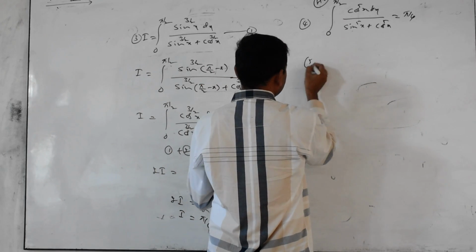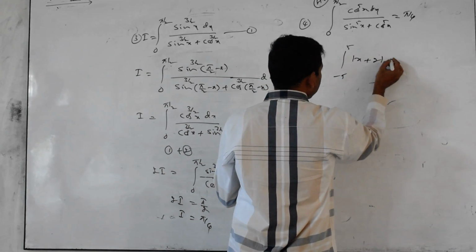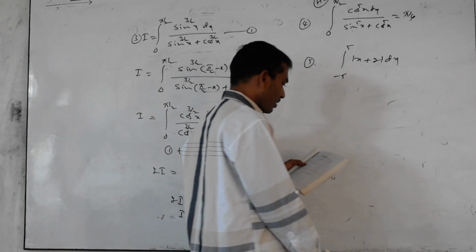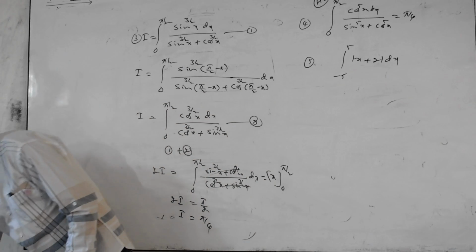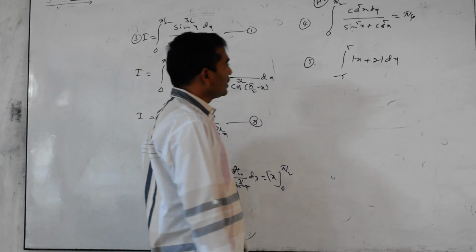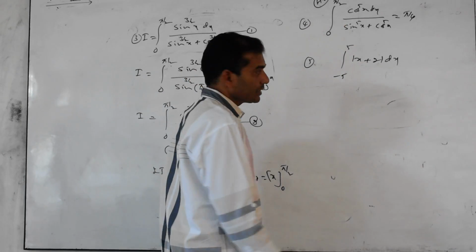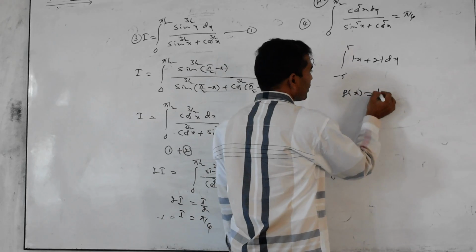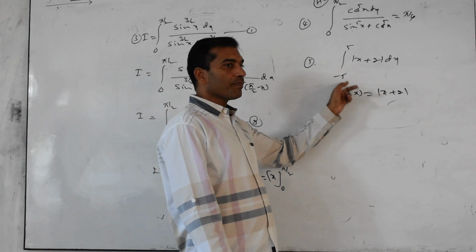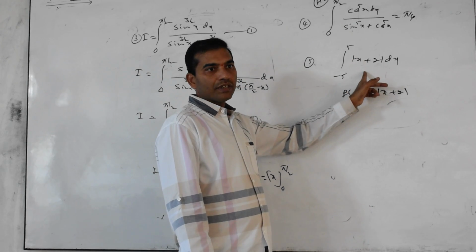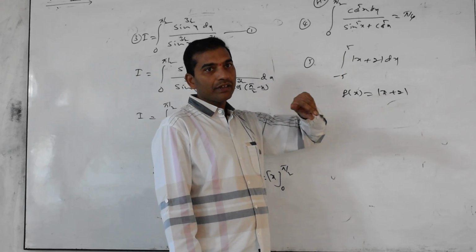Next, question number 5. The integral from minus 5 to 5 of mod of x plus 2 dx. See, this is in the form of the property of the integral from minus a to a of f of x dx. Check it: f of x equals mod of x plus 2. What is the property of the integral from minus a to a of f of x dx? There are two cases. If it is even, 2 into the integral from 0 to a. If it is odd, 0.